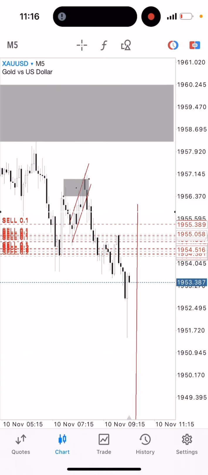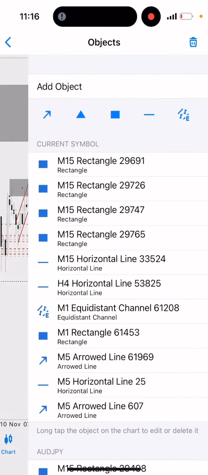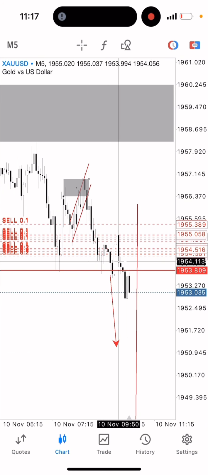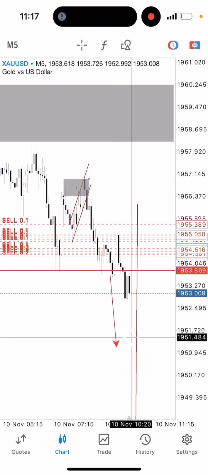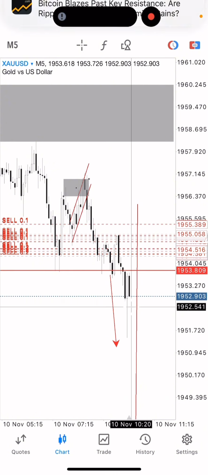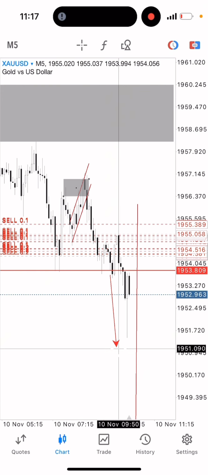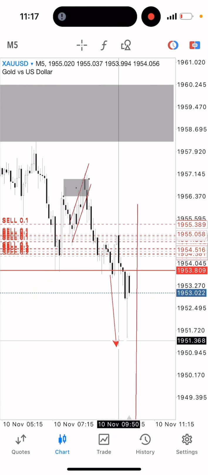It really dropped. The market broke the level, went back again and retested, so it's about to drop again. It has already started dropping. So guys, I'm expecting the market to still drop up to this level right here.